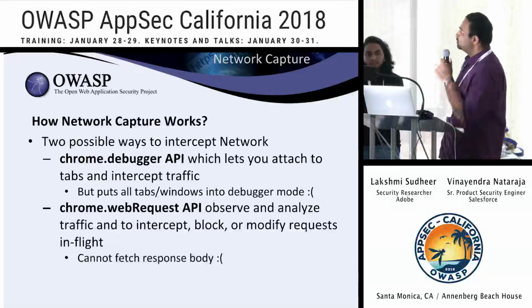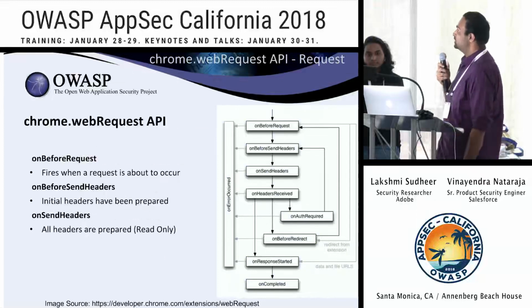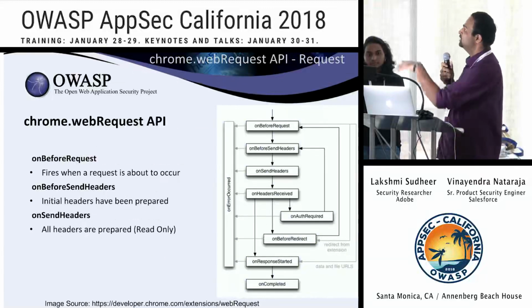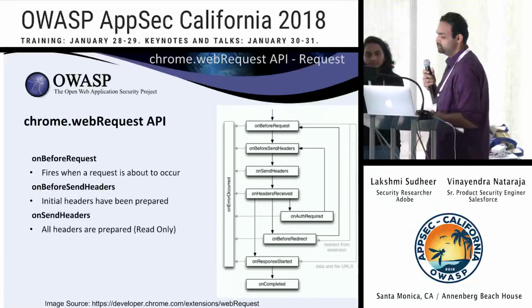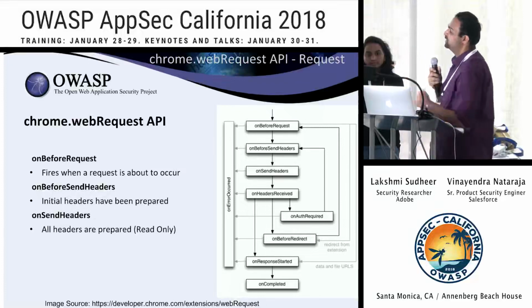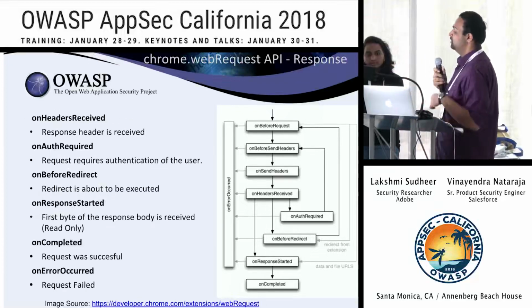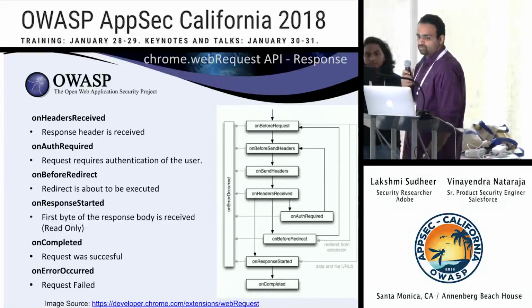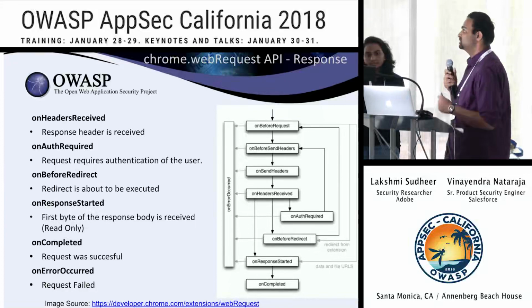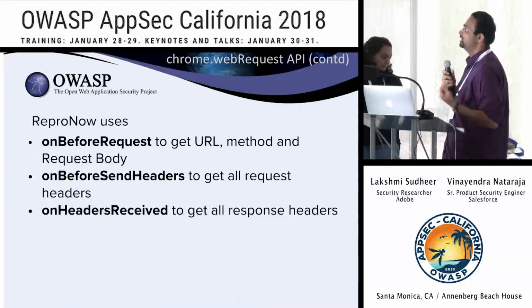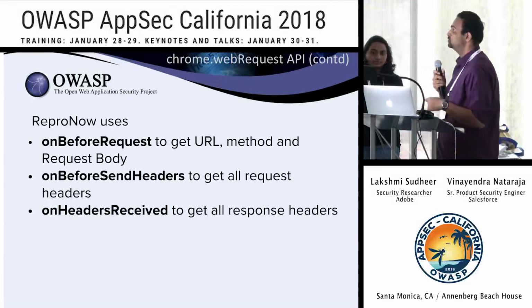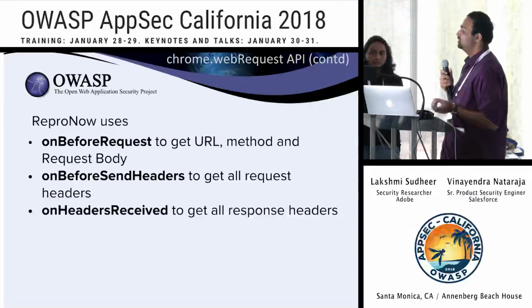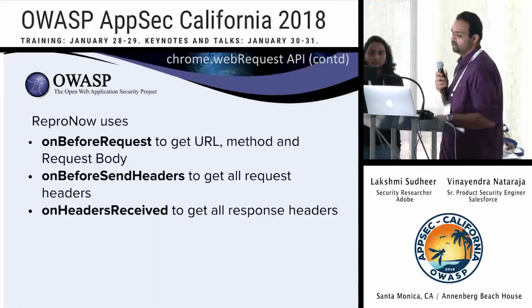Digging in more about the webRequest API, there are a bunch of methods that it supports. We're not going to dig into each one of these, but these three methods are for the request side of the communication. For the response side, there are the first four methods, and the last two are for when the communication is completed or if any error happened. For our tool, we use these three methods. This is onBeforeRequest to log the URL, method and the request body, onBeforeSendHeaders to log the headers before it sends to the server, and then when the communication comes back, we log the headers from the response.